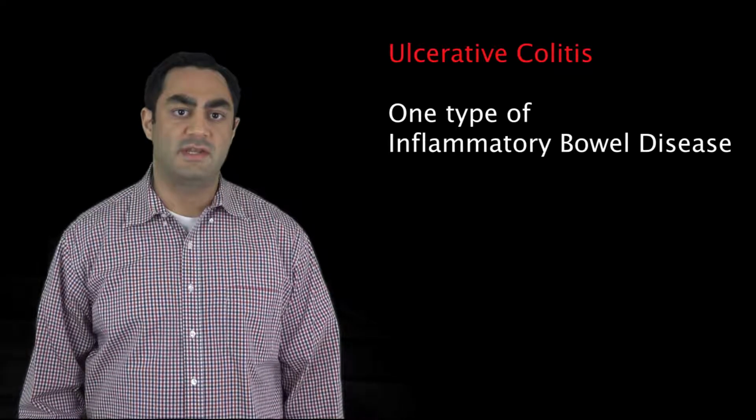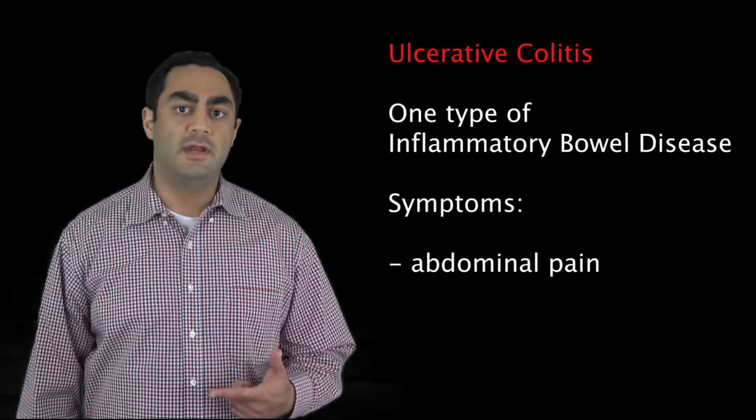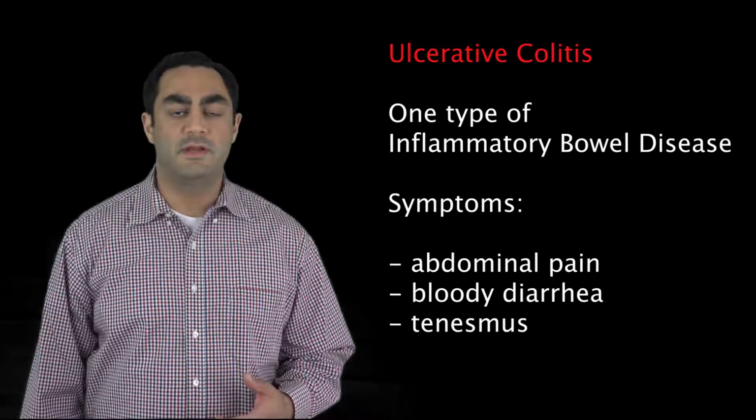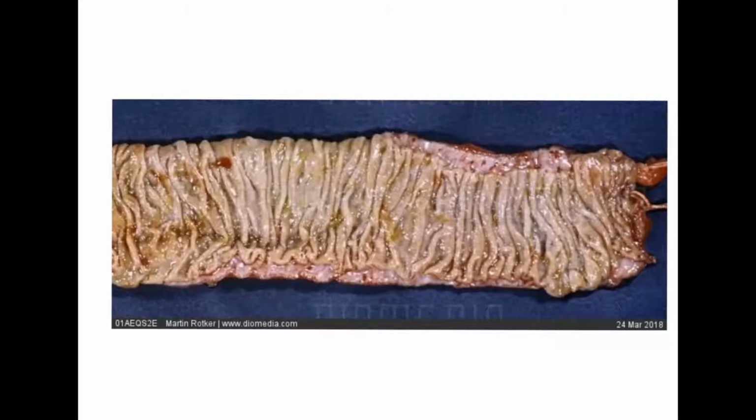Case number 5. For this case, there won't be a vignette, but let's discuss ulcerative colitis. This is one type of inflammatory bowel disease that can cause patients to have abdominal pain, bloody diarrhea, and tenesmus. It is diagnosed with a biopsy of the colon or rectum.